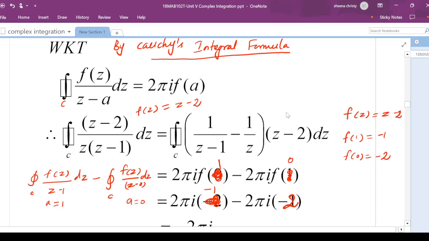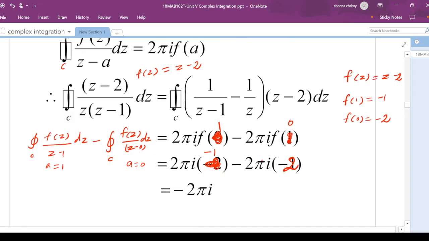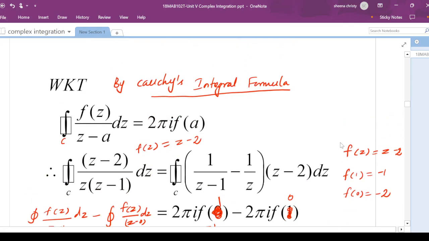Okay. Therefore, you are going to have minus 2 pi i, minus 2 pi i plus 4 pi i. So the answer is plus 2 pi i, plus 2 pi i.